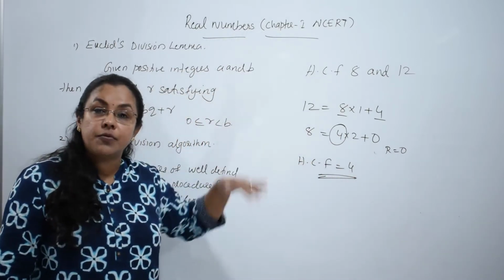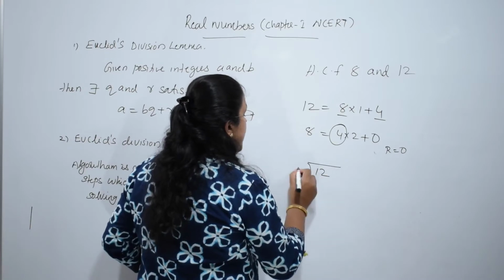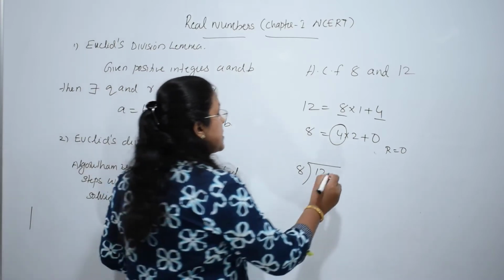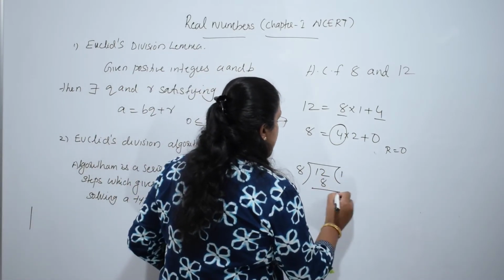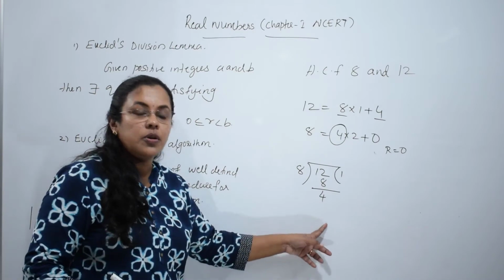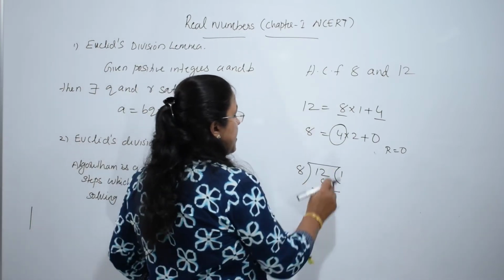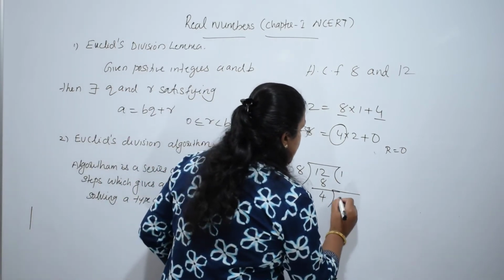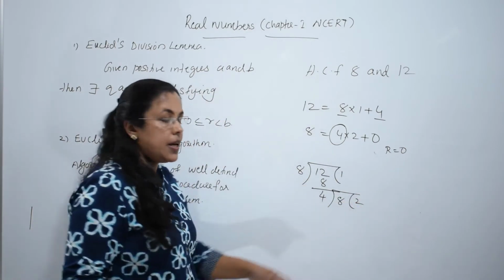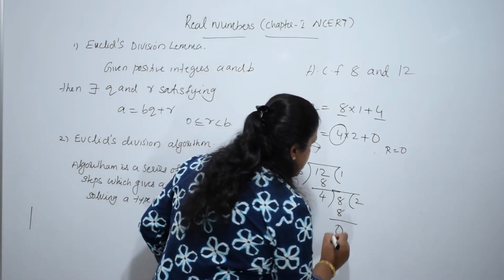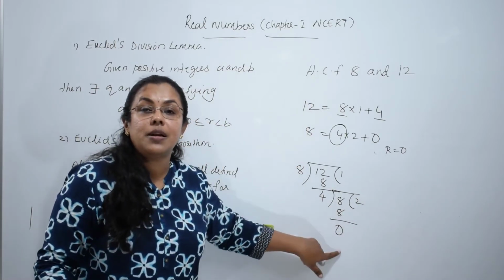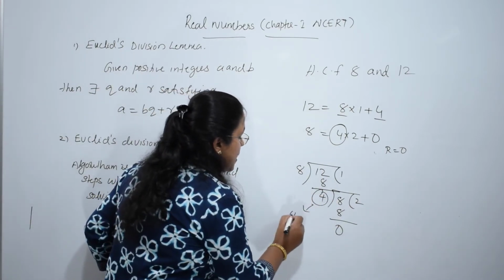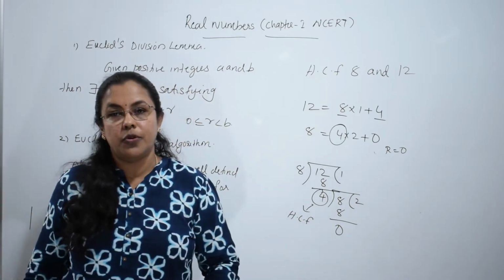We can write it in one more way. Write 12 and 8 like this. How many times 8 comes in 12? 8 1 is 8. What is the remainder? 4. Now take 8 here. Write 8 here. How many times 4 comes in 8? 4 2s are 8. So the remainder is 0. If the remainder is 0, then the last divisor gives the HCF. So what is the HCF? HCF is equal to 4.